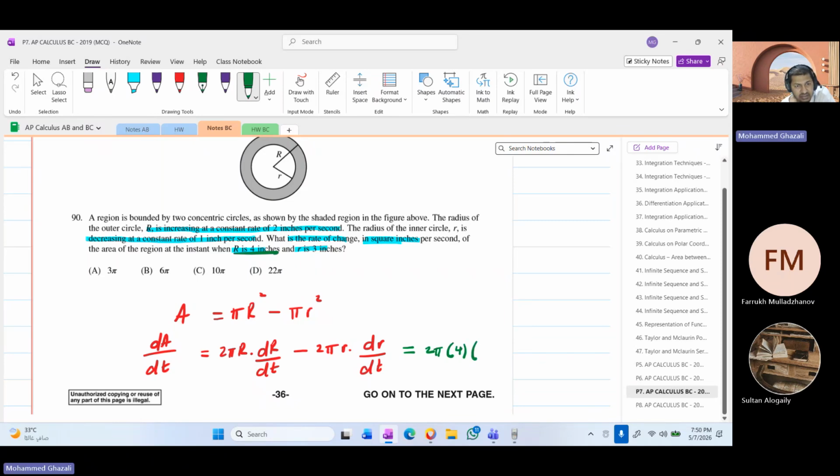The radius of the outer circle R is increasing at a constant rate of 2 inches per second. Increasing is positive 2. Subtract 2 pi. What's small r? 3. And what they said about the second one? The radius of the inner circle is decreasing. Decreasing is negative, so negative 1. So what's your answer? That's 8. You can take out 2 pi as a common factor. You're left with 8 minus 3 times negative 1, so 8 plus 3. So 11 times 2 is 22 pi. Are we good? Nice. So D1.